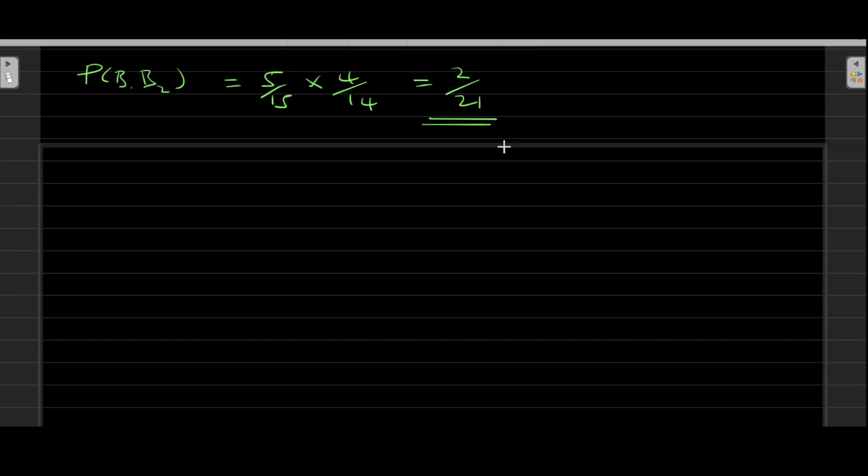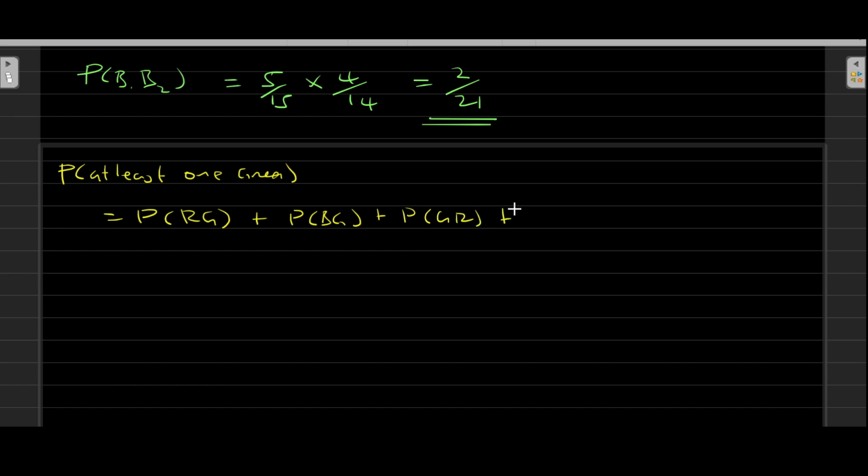Then we try to multiply out. Therefore, we shall say the probability of at least one green will be the same as getting probability of R green plus probability of blue green, then plus probability of green R plus probability of green blue plus probability of green green.